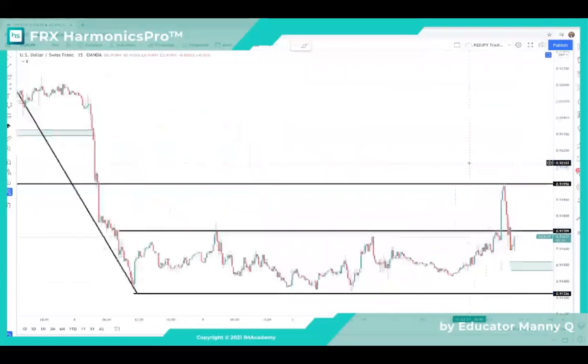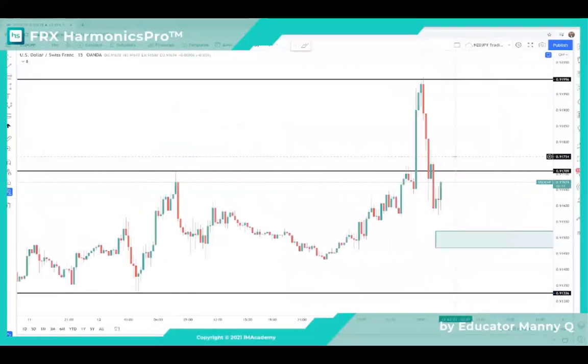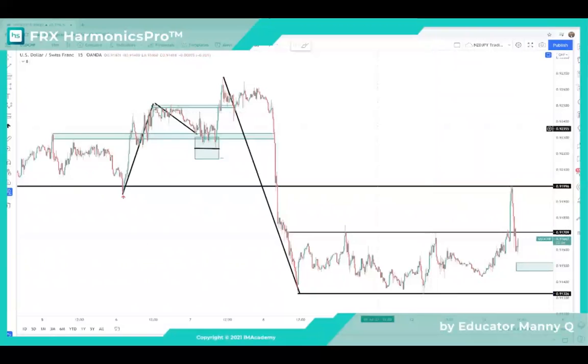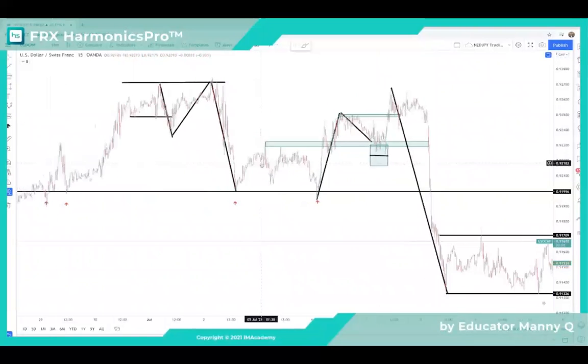And from that area, the price, in fact, dropped off a staggering amount of over 40 pips in the market within a 1 hour time frame. Right? So you see price reversal zones are extremely important.